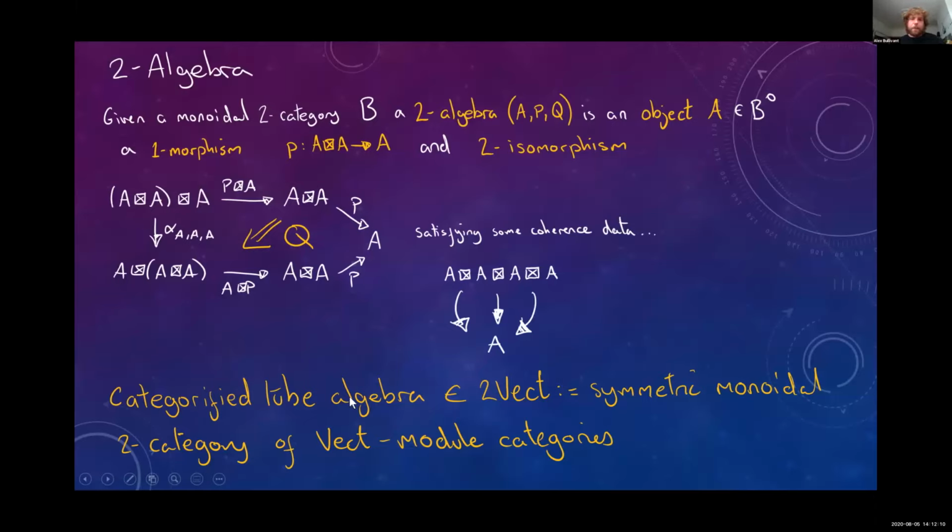Okay, and so in particular, the categorified tube algebra I'm going to define is going to be a 2 algebra in the symmetric monoidal 2 category of 2 vector spaces. So this is just the higher version: if you think about an ordinary vector space as being a module over, say, the complex field, then I'm going to say that a 2 vector space is going to be a module over the category of vector spaces.